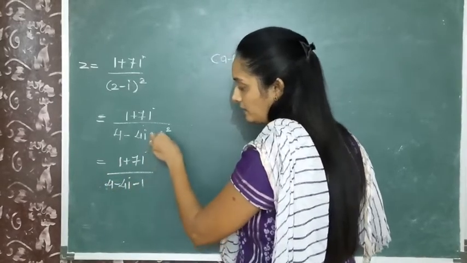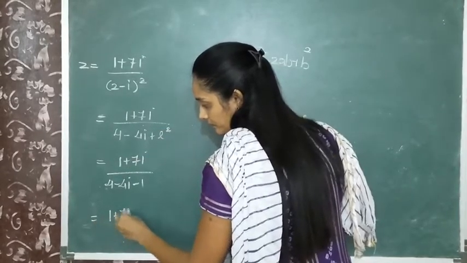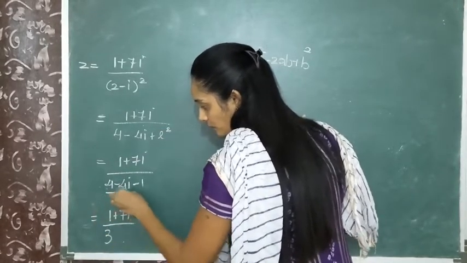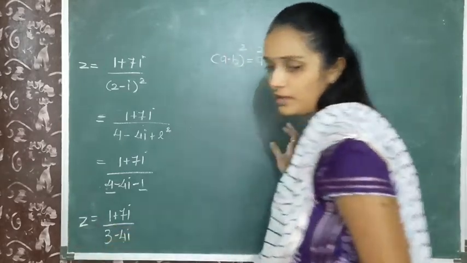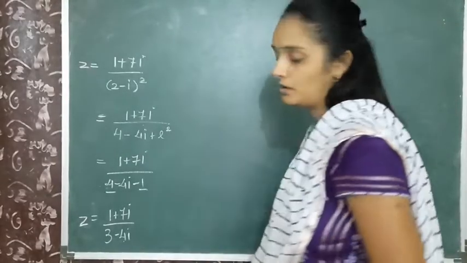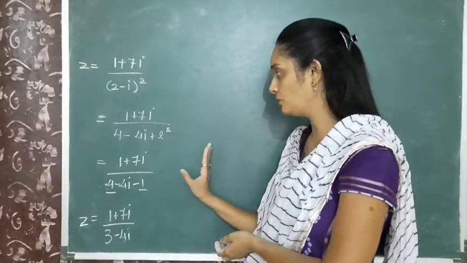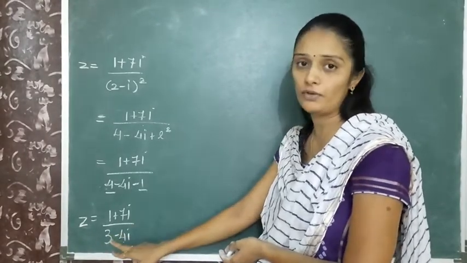I square, I can replace I square by minus 1. So here 4 minus 1. Now our complex number is (1 plus 7i) upon (3 minus 4i). And as you know, to get standard form we have to take the conjugate of the denominator.